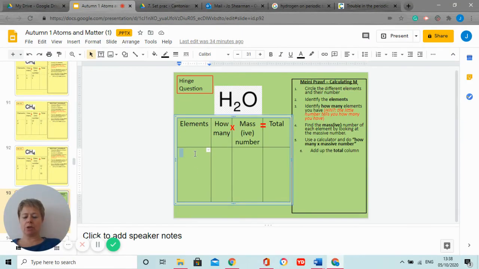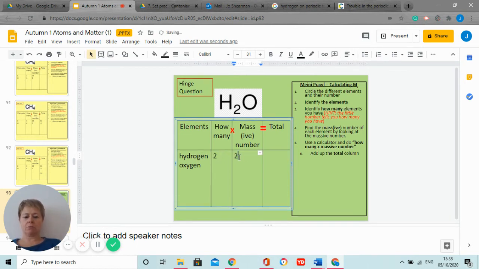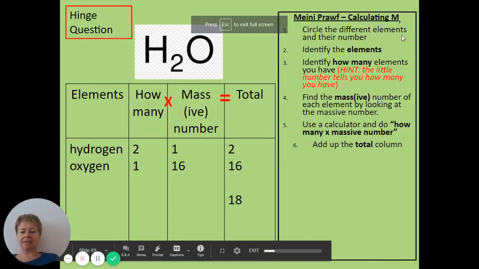I'll write that in now for you. Sorry, I thought I'd done that already. So we should have 2 hydrogens, giving us a total of 2, and 1 oxygen with a mass number of 16. And then we should have done 1 times 16 is 16, and added that up to get our relative molecular mass of water as 18.